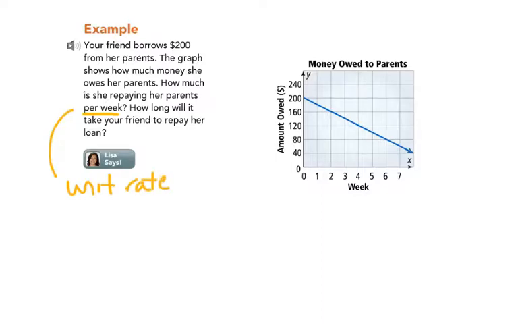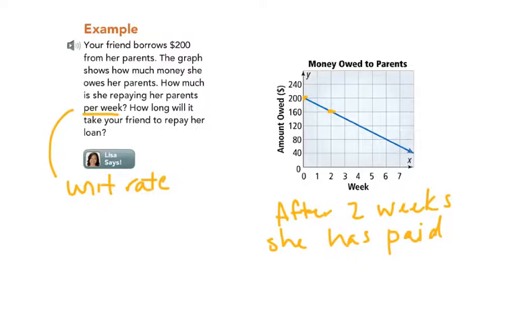And if she starts off, after 0 weeks, she owes her parents $200. And after 2 weeks, she owes her parents $160. If we take a look at that, that means after 2 weeks she has paid how much money. She went from owing 200 to owing 160, so that means she paid $40.